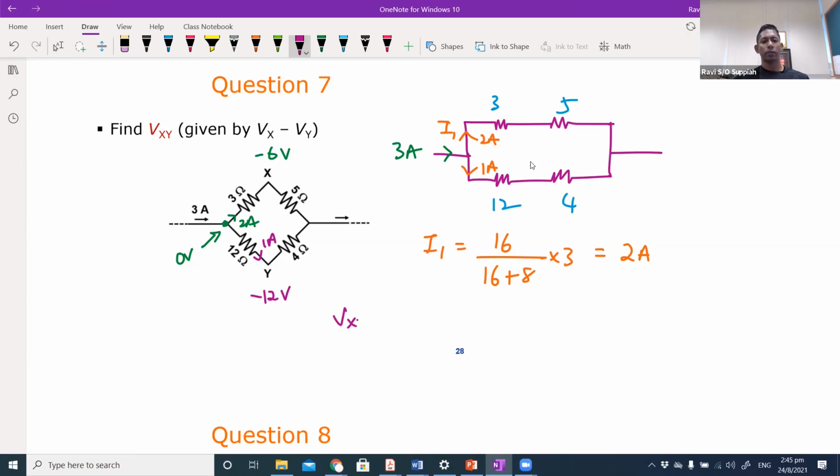So Vxy would be Vx minus Vy, which will be minus 6 minus minus 12, which will be 6 volts. That is how you derive this answer here.